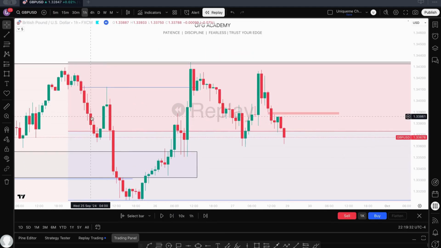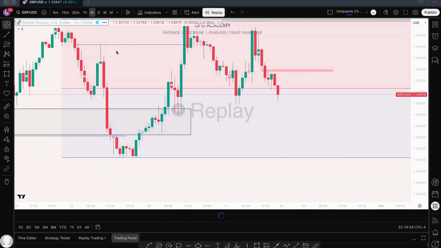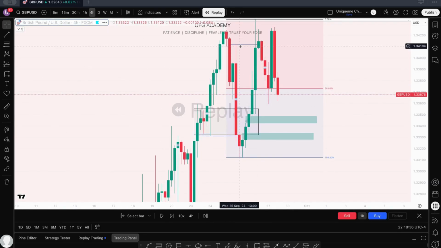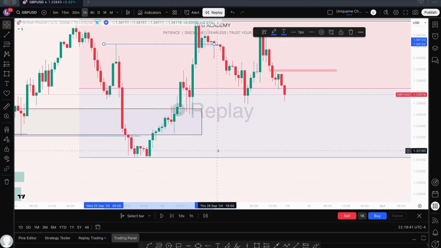Now going down to 1D, don't forget I marked this swing structure from 1 hour, right? This small swing structure from 1 hour. But going to 1 day, what do I see? A change of character.